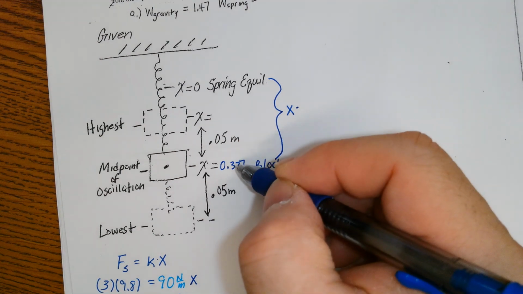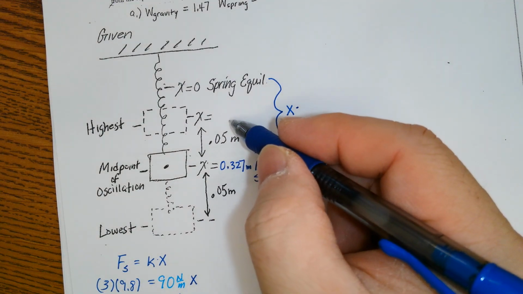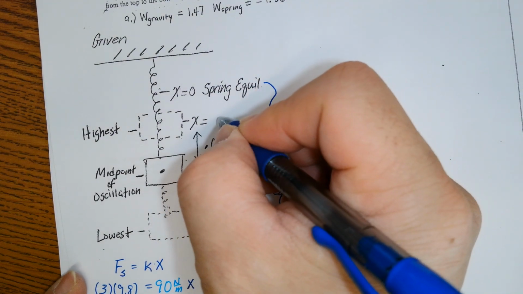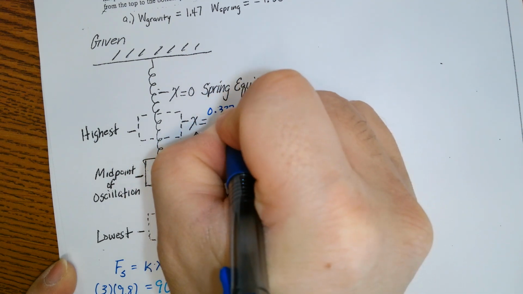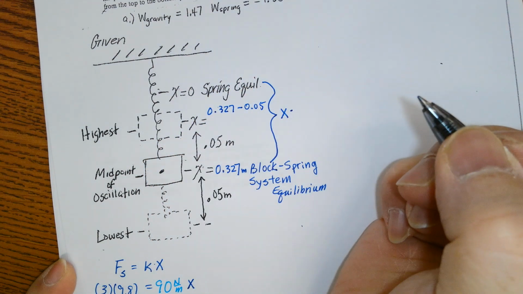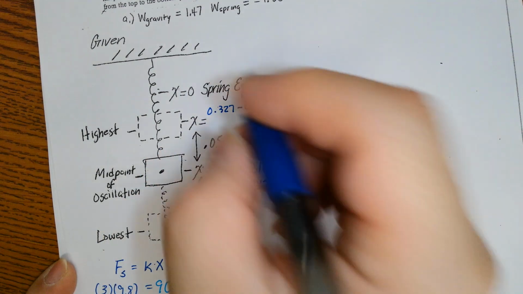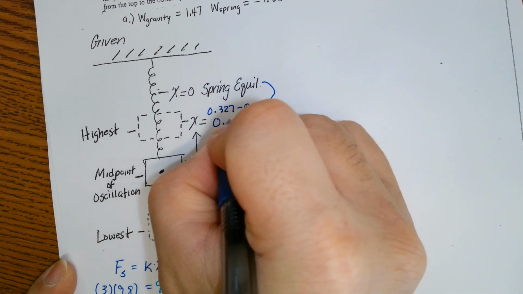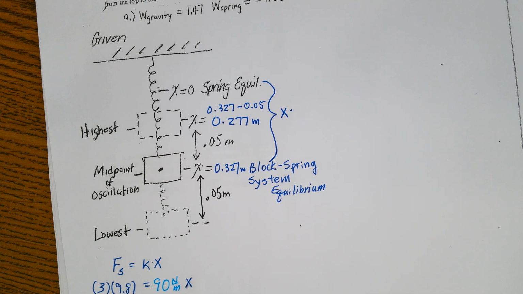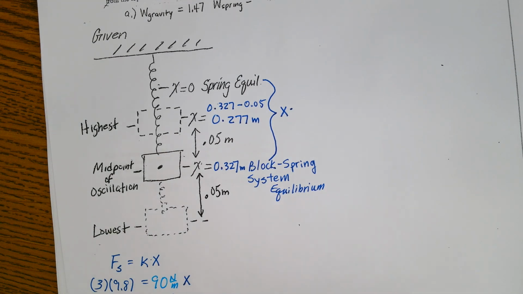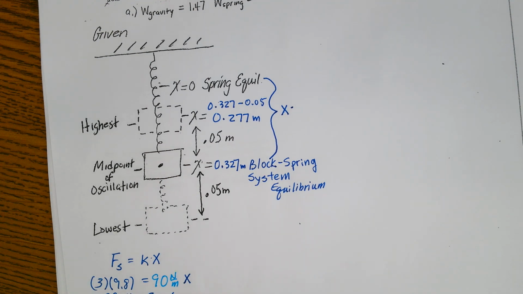Now, when this thing goes up 0.05 meters, this location here is basically 0.327 minus 0.05. So this location here happens to be 0.277 meters. Are we okay with that? All right. So hopefully now we know what's going on. Okay.